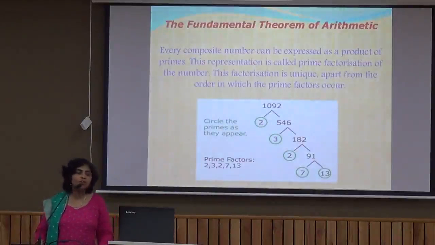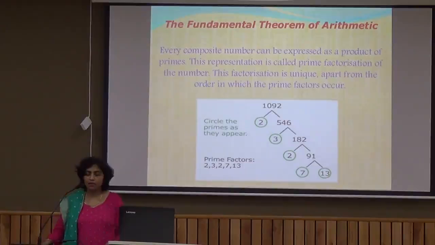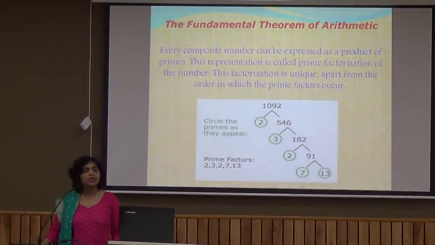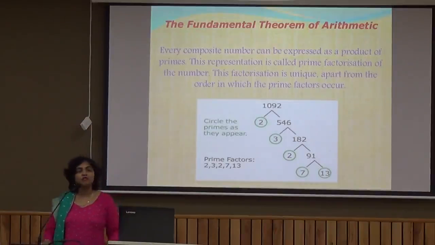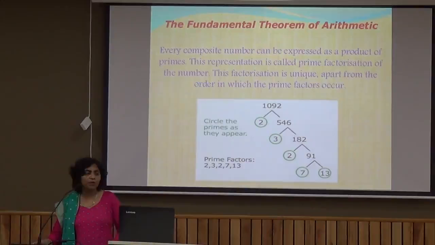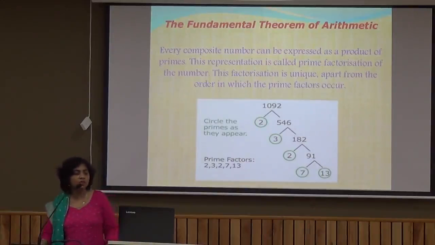Now comes our fundamental theorem of arithmetic. This theorem says that every composite number can be expressed as a product of primes. This representation is called the prime factorization of the number, and this factorization is unique apart from the order in which the prime factors occur. So we can write the prime factorization of any composite number in any form. Let's see an example, 1092.